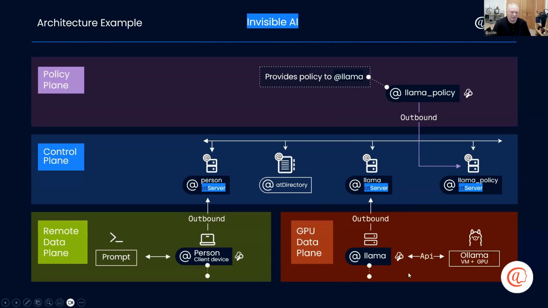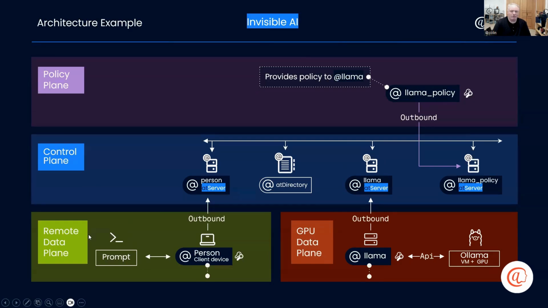Down here, wherever your GPUs are, is where you run your Ollama and your virtual machine and your GPU. That extends out an API. That API is available to an atsign. In this case, we're using atLlama today. And that talks outbound to the control plane. This is how we get messages to and from the Llama, and you'll see this in a minute.